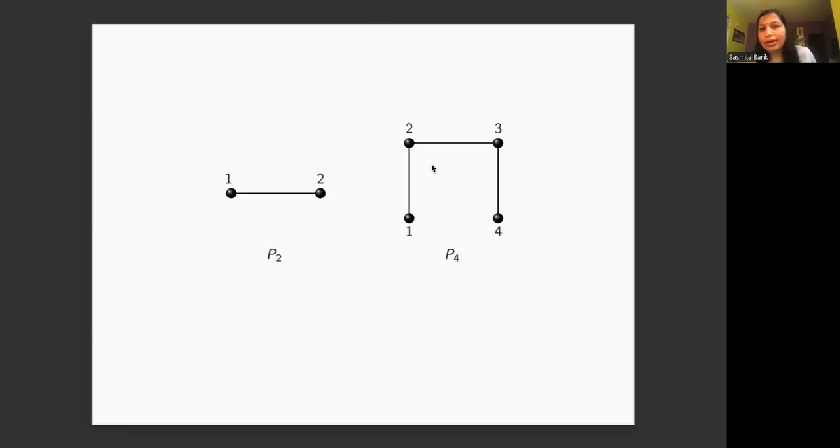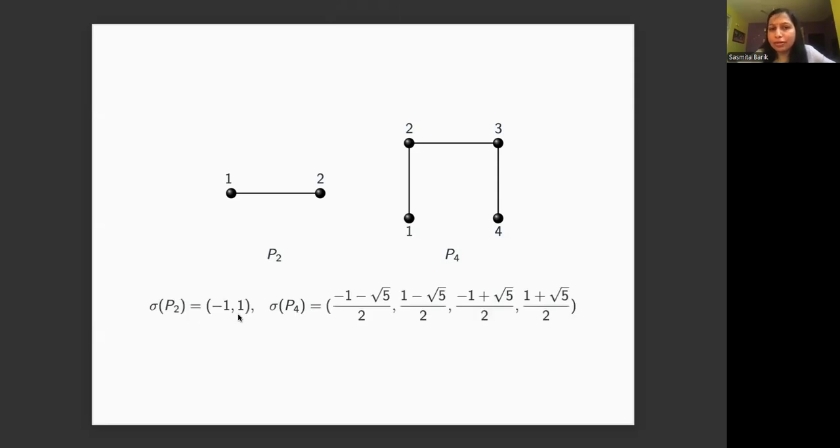Okay, so now just look at these two simple examples. Here I have taken P2 and P4. P4 I drew in this way for a certain reason, but anyway, this is P2 and this is P4. For P2 you know the spectrum, and that is -1, 1. For P4 I have computed it here. You can also calculate it. So the spectrum will be like this.